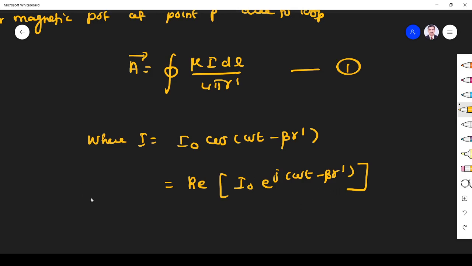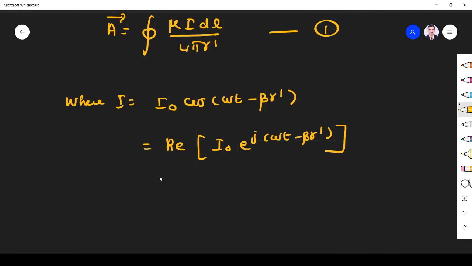So substituting these values in the equation, what will happen? We will get A in phasor form, which is equal to mu, a constant, so I take it outside. I is I naught, so I naught divided by 4 pi is a constant. I take it outside the integral of dl. So the j omega t term will go away. If you have any doubt, please refer to my video on phasor form of Maxwell's equation.